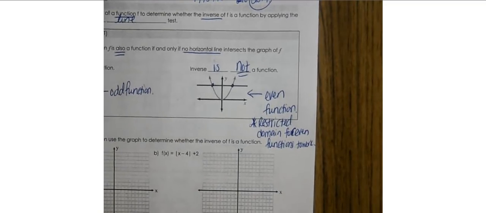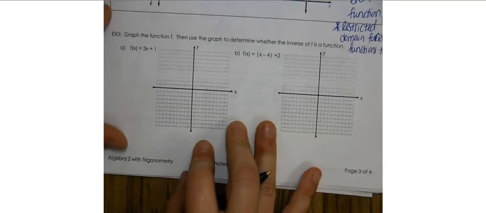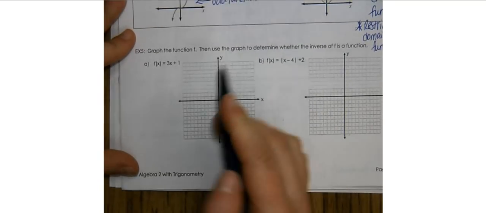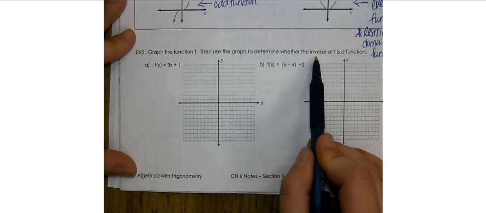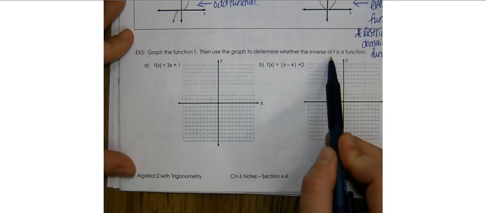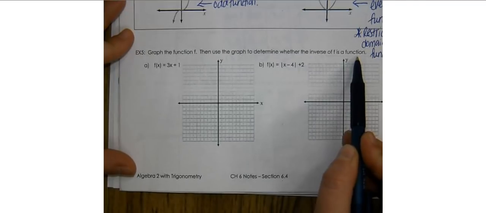So you need to see a restricted domain for even functions to work. So you'll have to see something like that. So what's going to happen is we're going to be graphing functions. So we're going to graph our f function. Then we're going to use the graph to determine whether the inverse of this function is also a function.